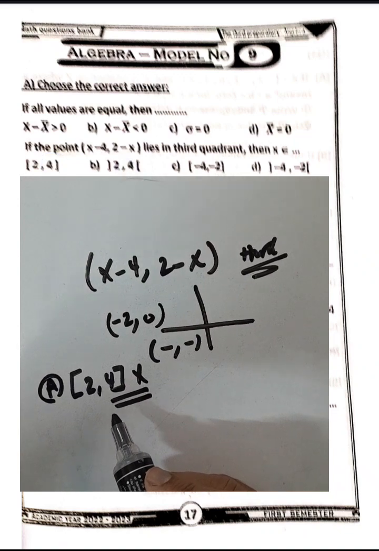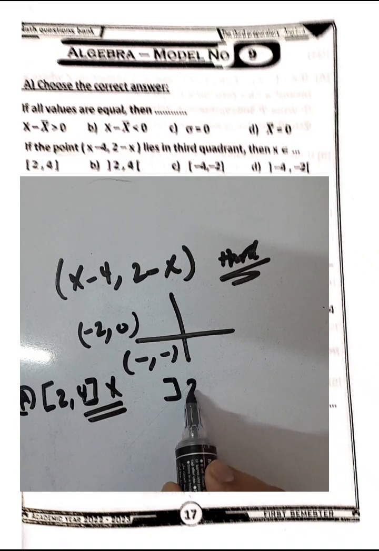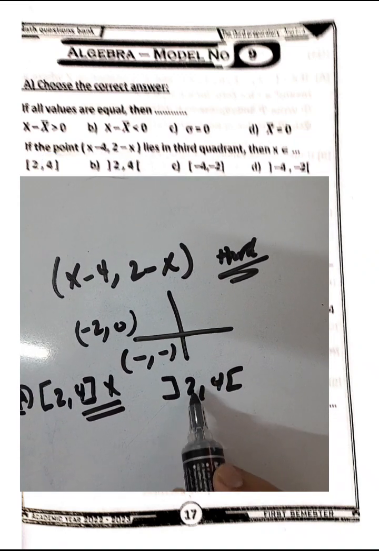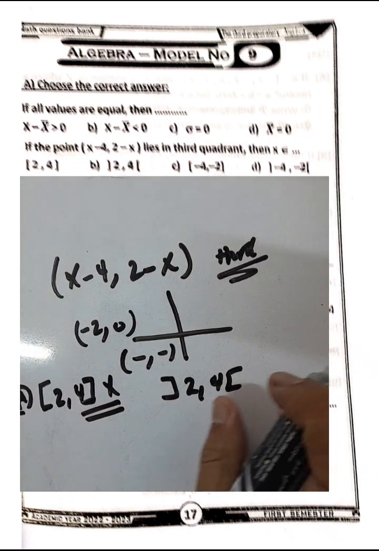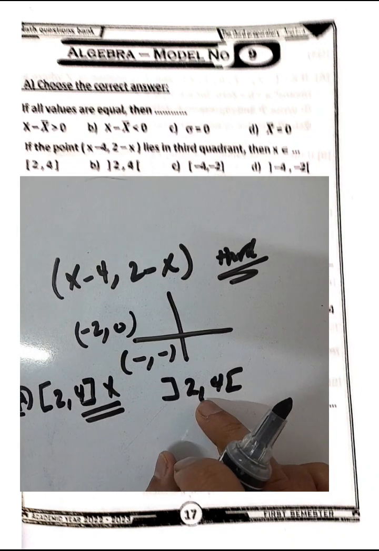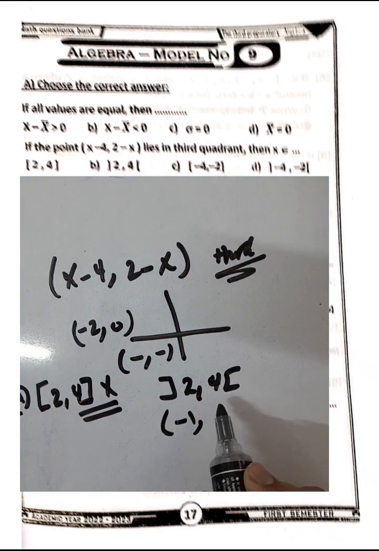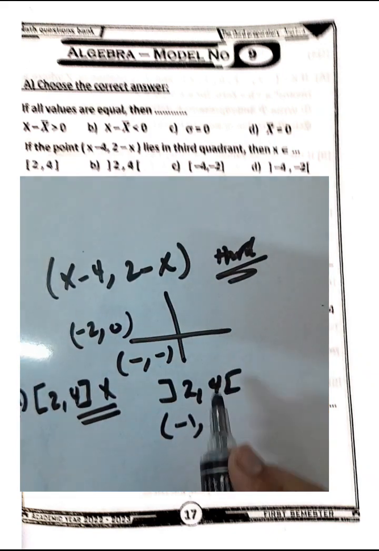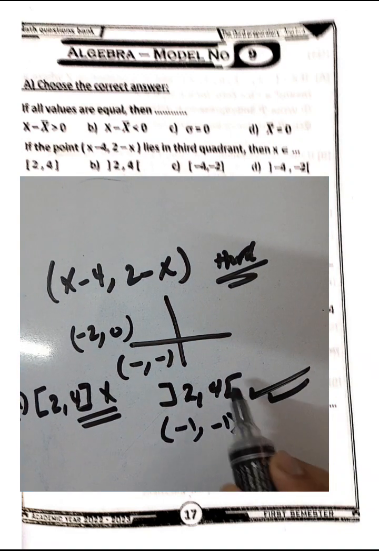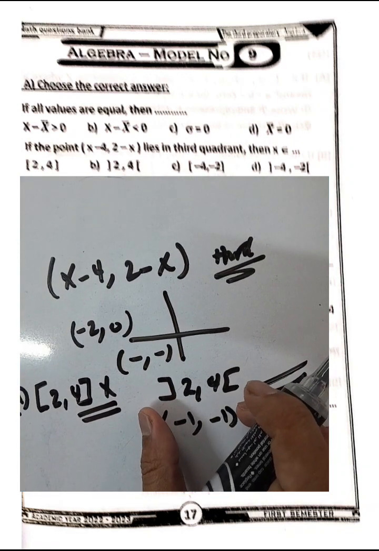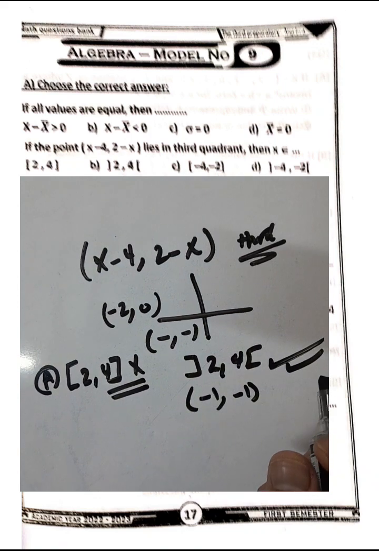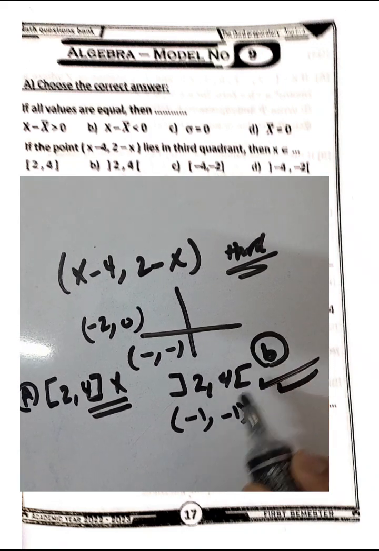Look at the open interval from 2 to 4. It means we put a number that lies between 2 and 4, such as 3. Put 3 here: 3 minus 4 will be negative 1, and 2 minus 3 will be negative 1. Then you must choose the open interval from 2 to 4. Choose letter B. What about letter C here?